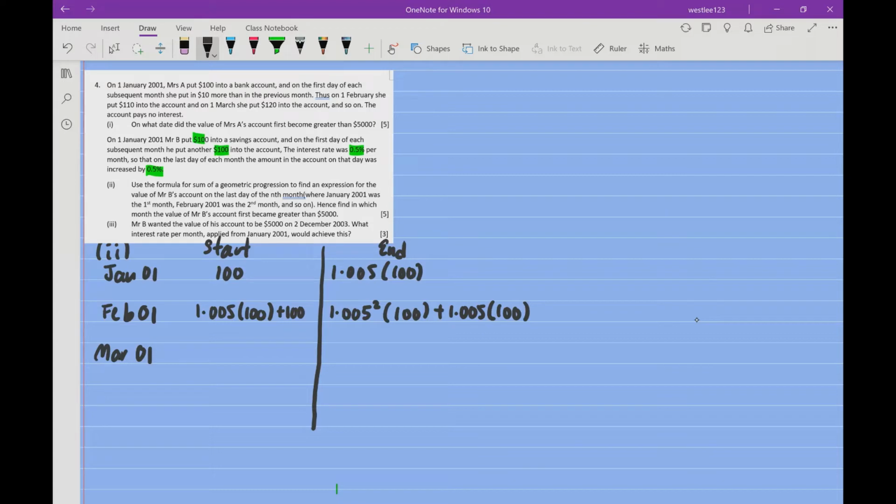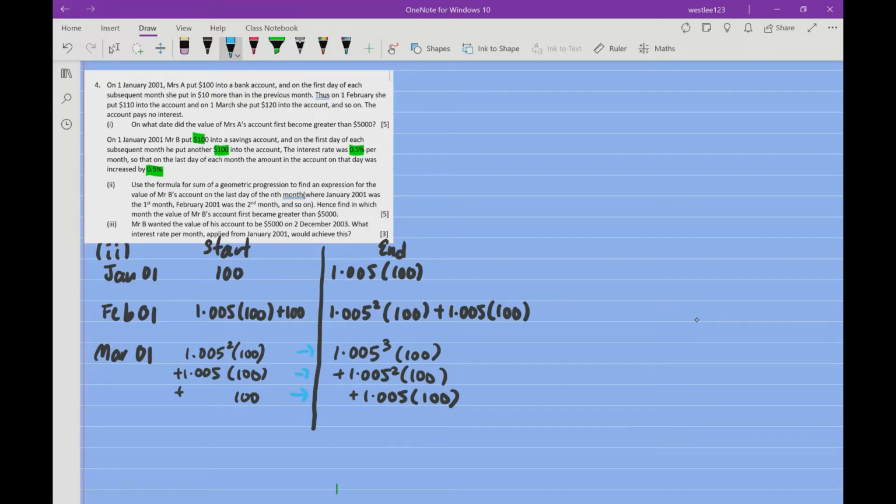So for the third month, we have how much we have at the end of February. Let me write it this way. This is how much we have at the end of February, and then we save another $100. At the end of March, this amount will earn 0.5% interest. So 1.005 squared times 100 becomes 1.005 cubed times 100 plus 1.005 squared times 100 plus 1.005 times 100. Okay, so each amount earns 0.5% interest.